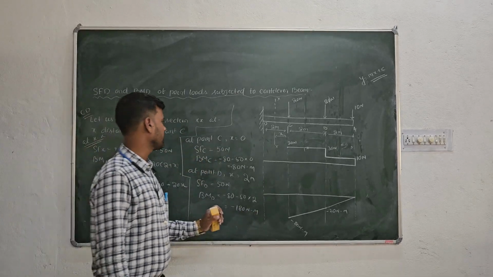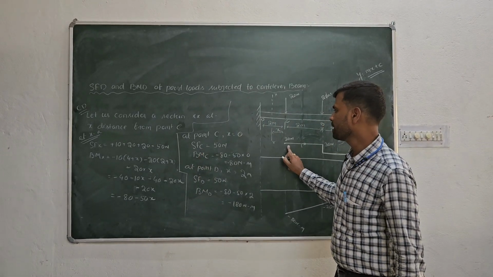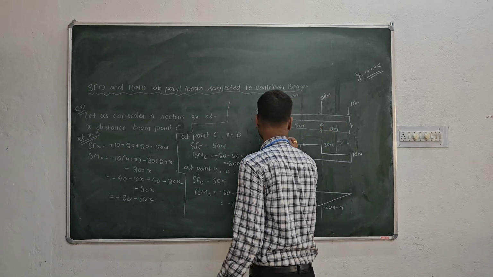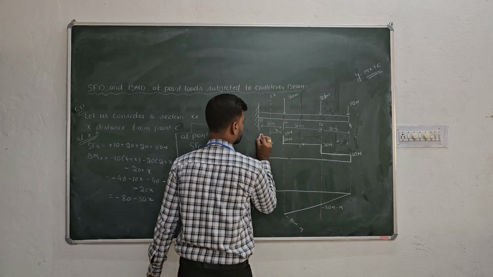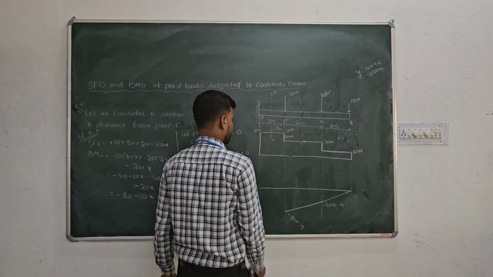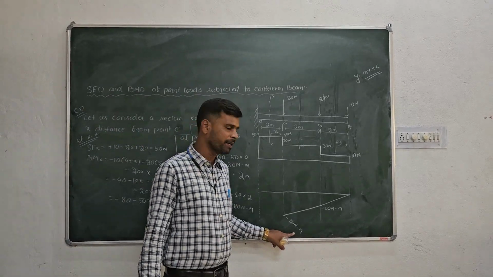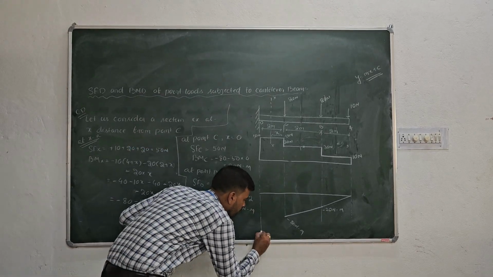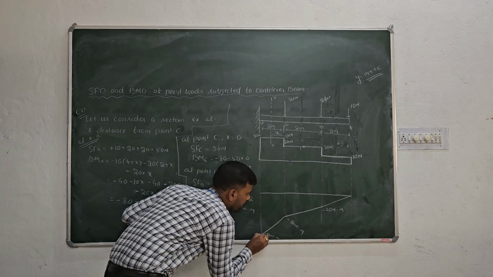Now let us draw this one. Previously at point C, how much was the shear force? 30 Newton. Now for section C and D, we are getting this as 50 Newton, and at point D, we are getting this as 50 Newton. And bending moment, previously we got minus 80 Newton meter. Here also minus 80 Newton meter, and at point D, that is minus 180 Newton meter, like this.